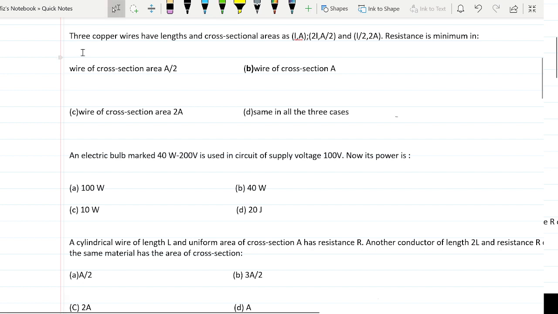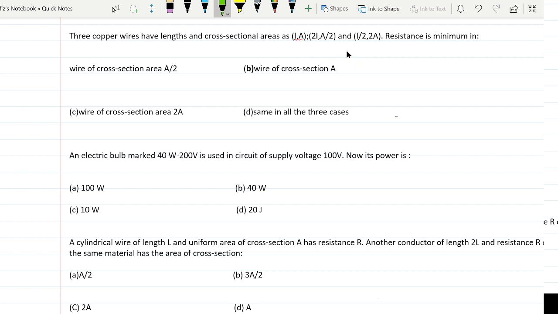See here, three copper wires we have got, whose length and area of cross section have been given here. The first wire of length L and area of cross section A. Second wire whose length is 2L and area of cross section is A by 2. And the third wire of length L by 2 and area of cross section 2A. Among these three, which has the minimum resistance? So we'll have to find it. We'll have to solve for all those three.